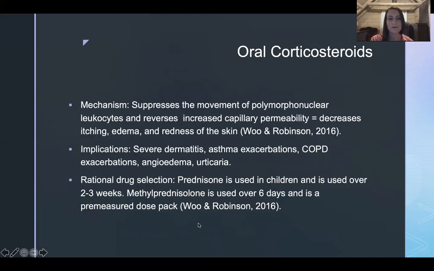Oral corticosteroids mechanism is it suppresses the movement of polymorphonuclear leukocytes and reverses increased capillary permeability, which in turn decreases itching, edema, and redness of the skin. Implications for use: severe dermatitis, asthma, COPD, angioedema, urticaria. Rational drug selection: prednisone is used in children for a duration of 2 to 3 weeks. Methylprednisolone is used over 6 days and it is a pre-measured dose pack.